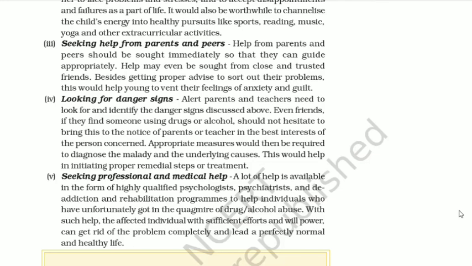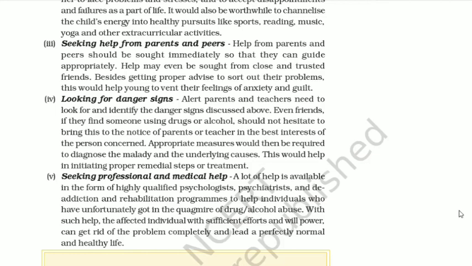Number four, looking for danger signs. Alert parents and teachers need to look for and identify the danger signs discussed above. Even friends, if they find someone using drugs or alcohol, should not hesitate to bring this to the notice of parents or teachers in the best interest of the person concerned. Appropriate measures would then be required to diagnose the malady and the underlying causes. This would help in initiating proper remedial steps or treatment.